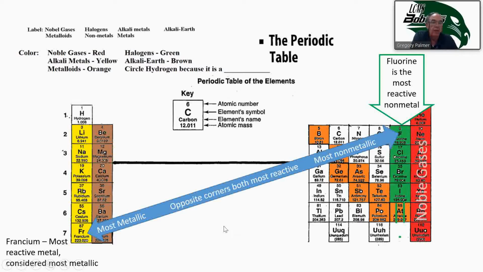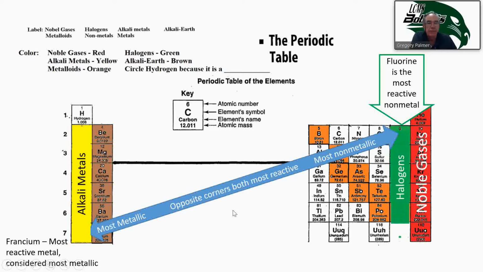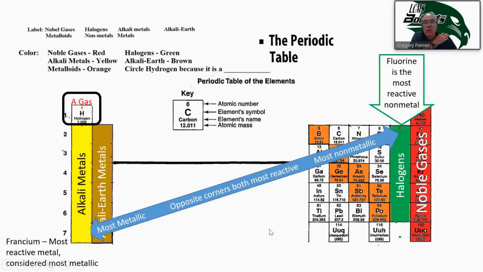Then it said to color the noble gases red, and I'm putting the labels on as well. The alkali metals yellow. The metalloids are already along here, and they're orange. Halogens are green. Now notice that astatine is a metalloid, but it's also a halogen. The alkaline earth metal is brown. We're going to circle hydrogen because it's a gas.